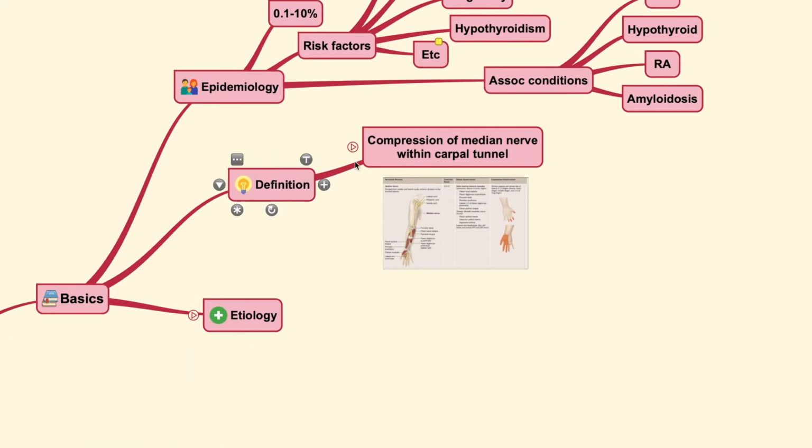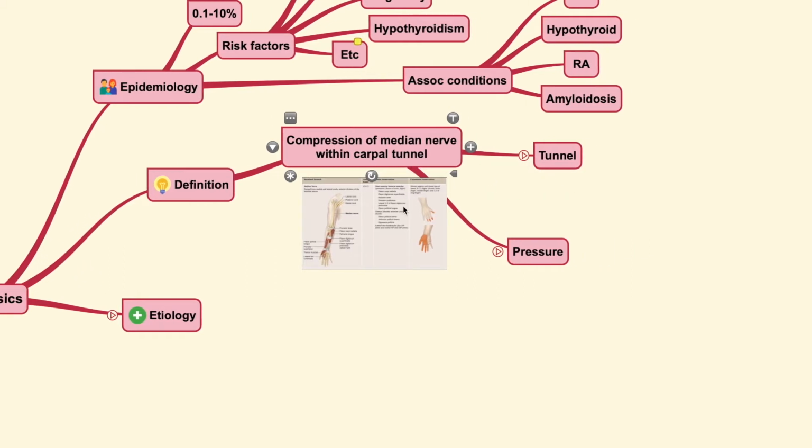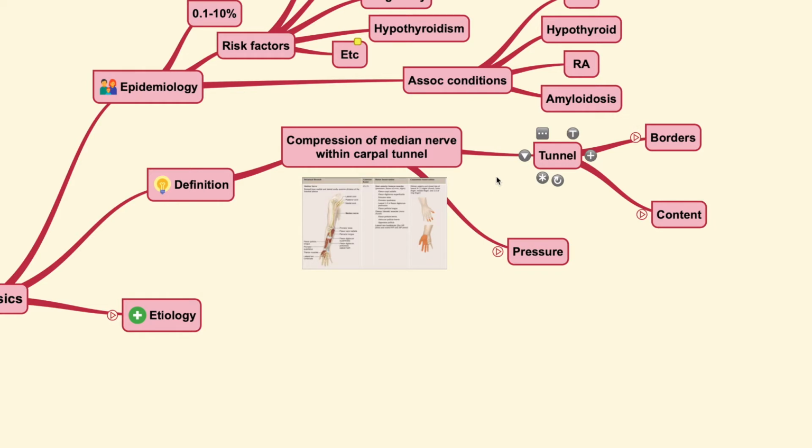Going on, we need to know that compression of the median nerve when situated at the carpal tunnel is called carpal tunnel syndrome. But when the median nerve is compressed at a more proximal area, it is known as anterior interosseous nerve syndrome or pronator syndrome. Now, when we talk about compression neuropathy within the carpal tunnel, there are certain anatomical facts about the tunnel that need to be learned.